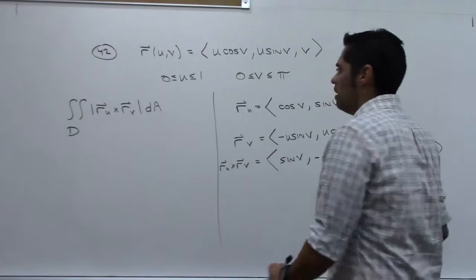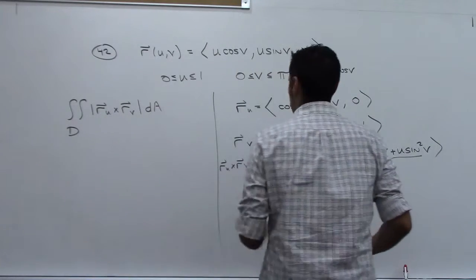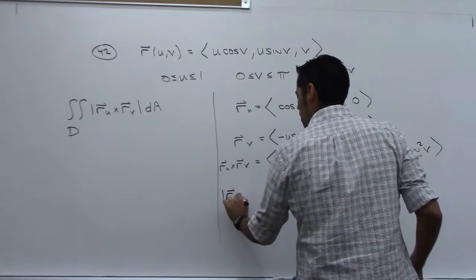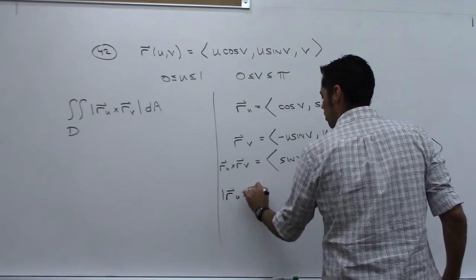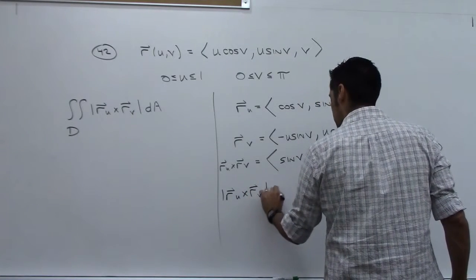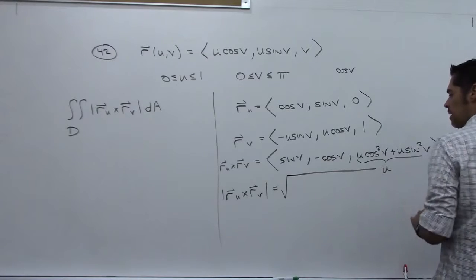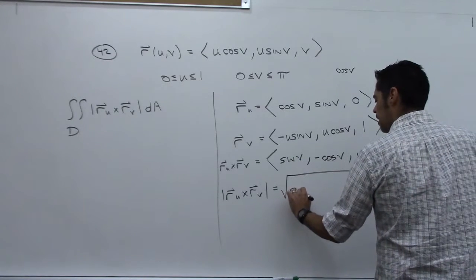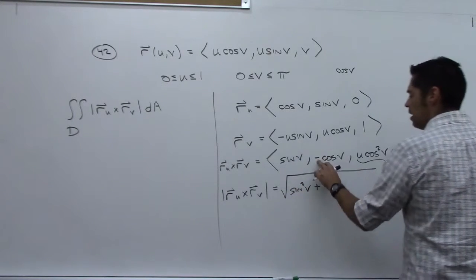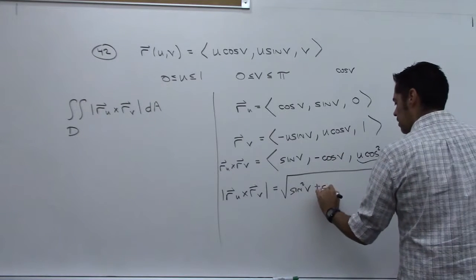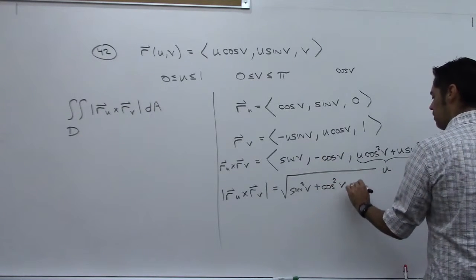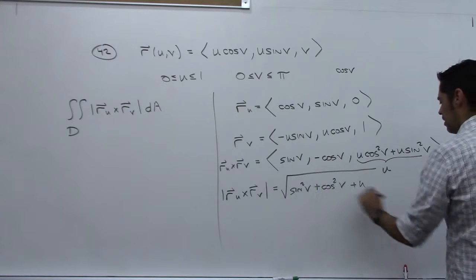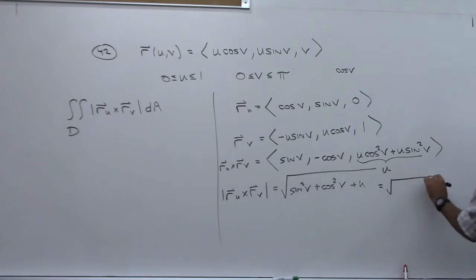And finally, let me find the magnitude of this. So the magnitude of the partial of r with respect to u crossed with the partial of r with respect to v should be the square root of this squared, sine squared v, plus this squared. When you square a negative, it goes away, so cosine squared v, and then plus u, and that's really nice, because that's equal to the square root of 1 plus u, Pythagorean identity.